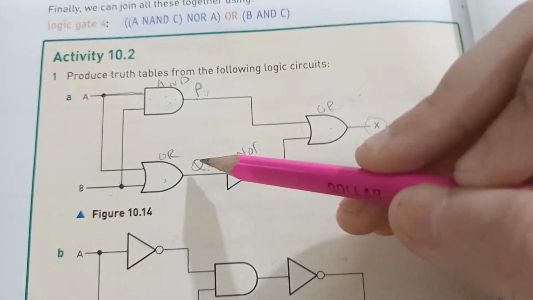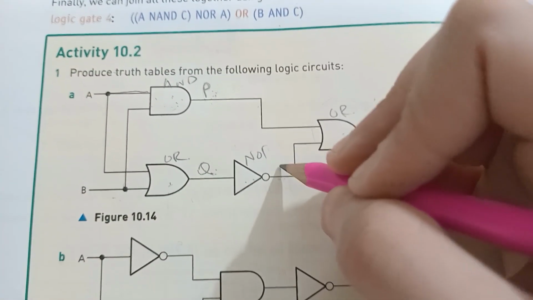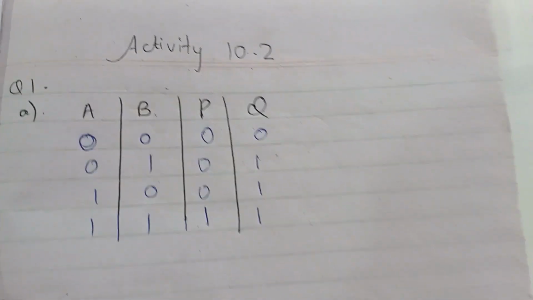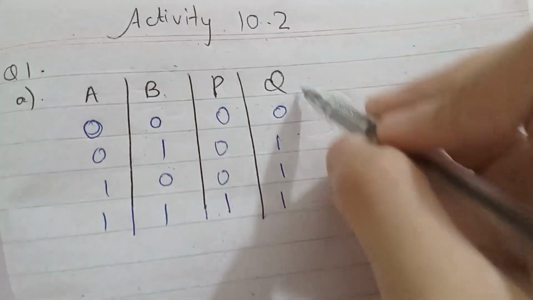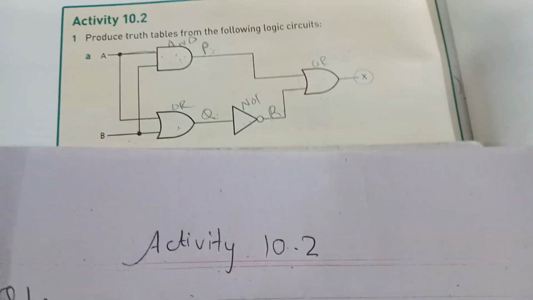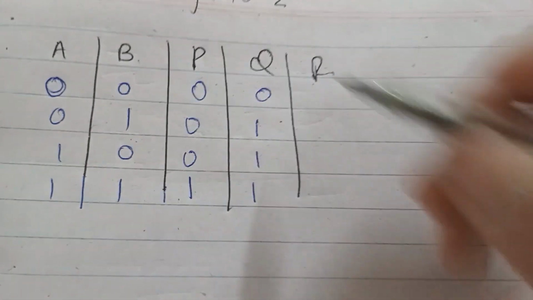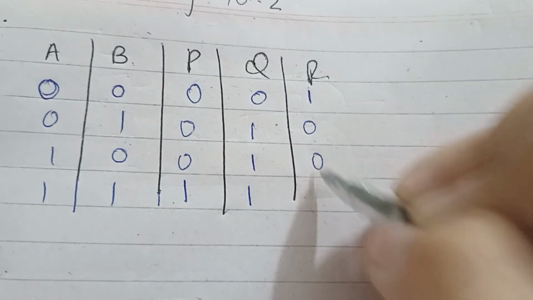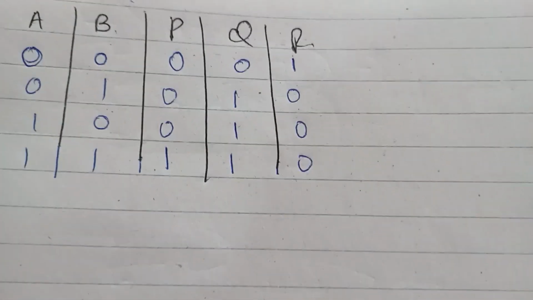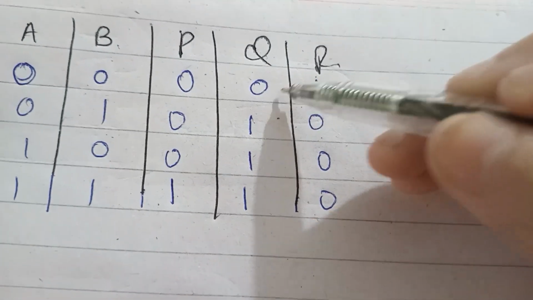Now let's see that this is Q, and this is the input to the NOT gate. For the NOT gate, I'll write R here as the output. The input to the NOT gate is Q. Whatever signal we give the NOT gate, it gives the opposite signal. For example, if we give 1, it will give us 0, and if I give 0, it will give us 1.